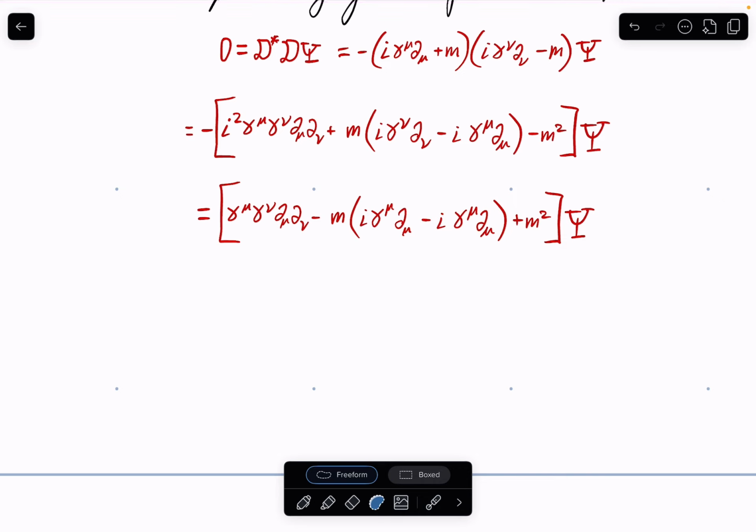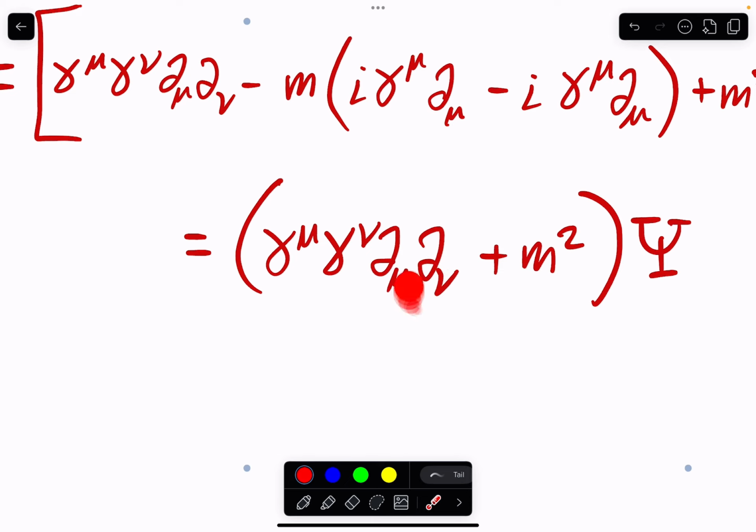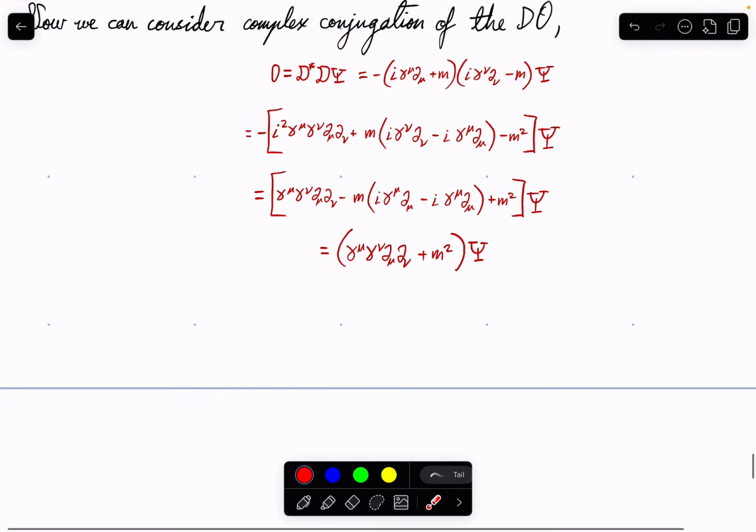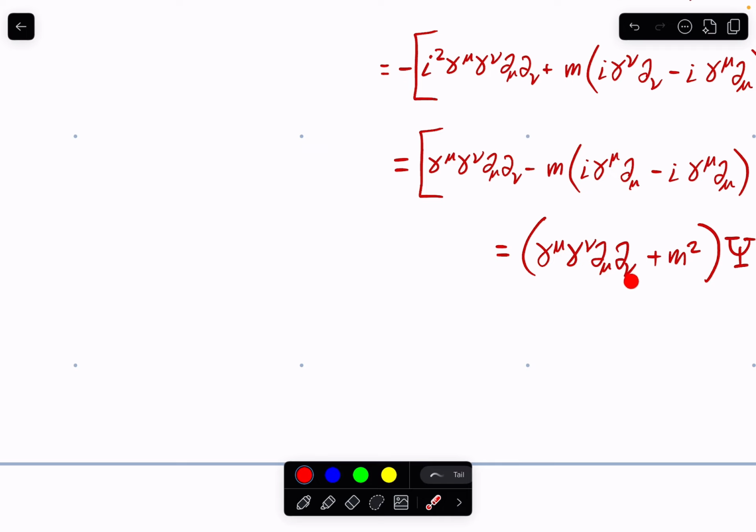Well, this just goes to 0. So we get gamma mu gamma nu partial mu partial nu plus m squared, times capital Psi. So recall that these partial components are like scalars. So I could reorder this and it doesn't mean anything. But remember, these gammas are the Clifford algebra generators. So these are gamma matrices, not scalars. So while these commute right here, these don't commute, they anti-commute.